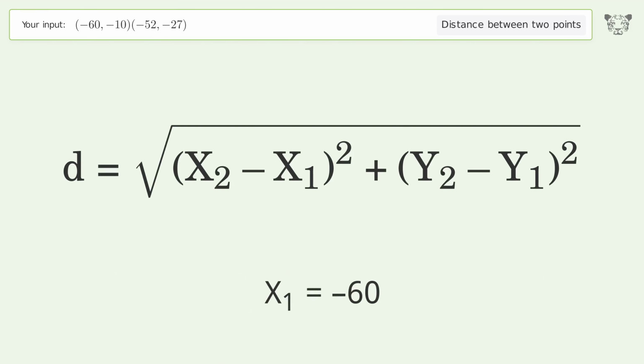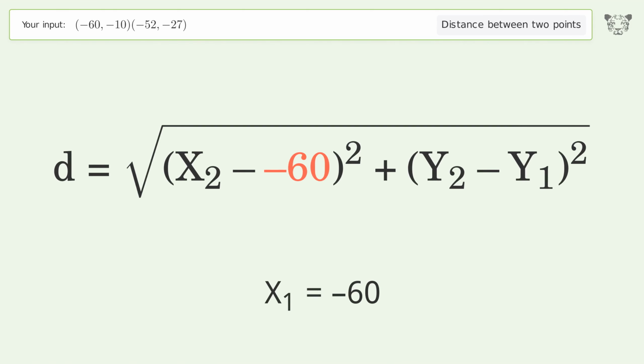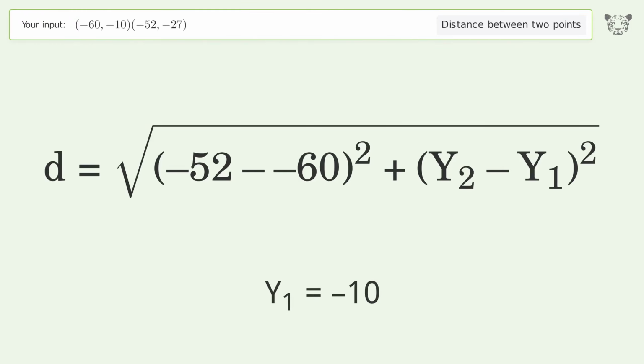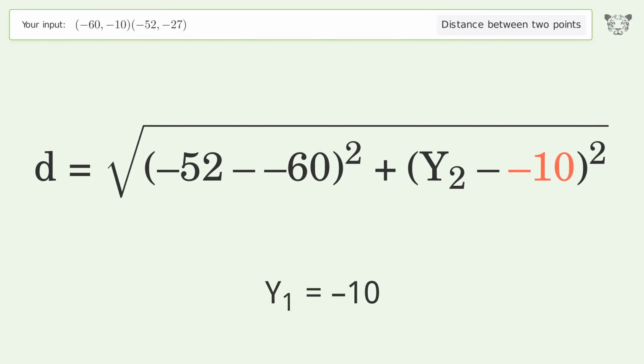x1 equals -60. x2 equals -52. y1 equals -10. y2 equals -27.